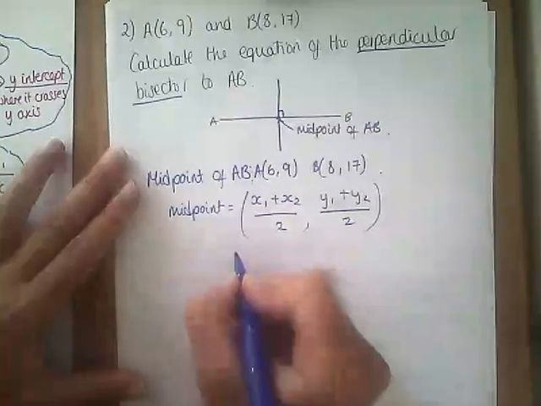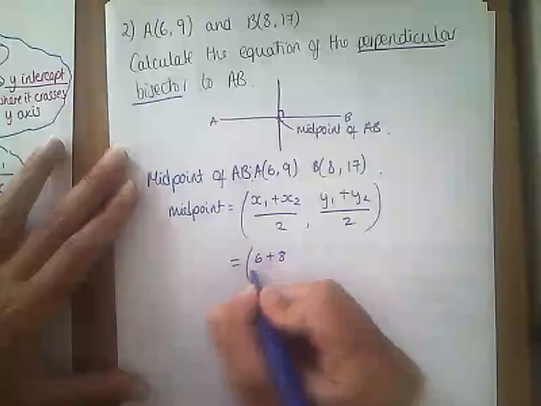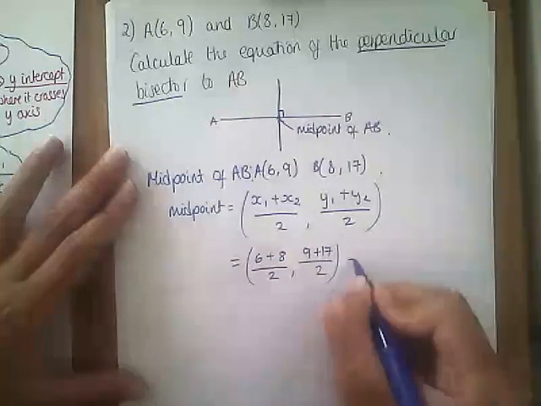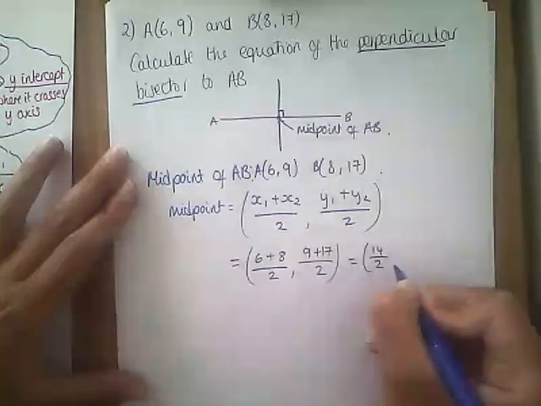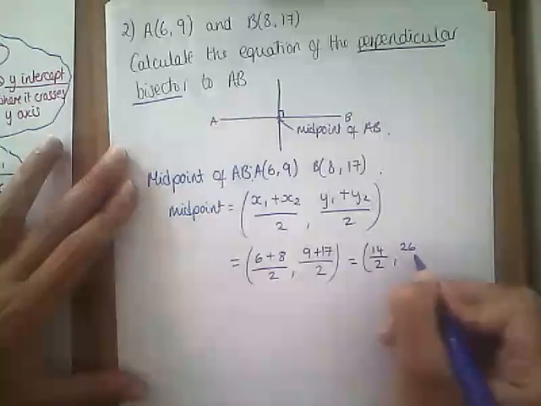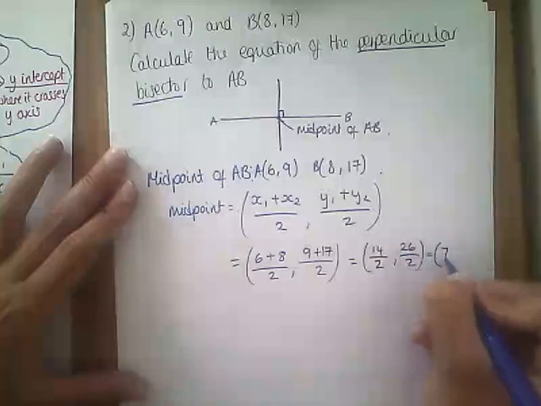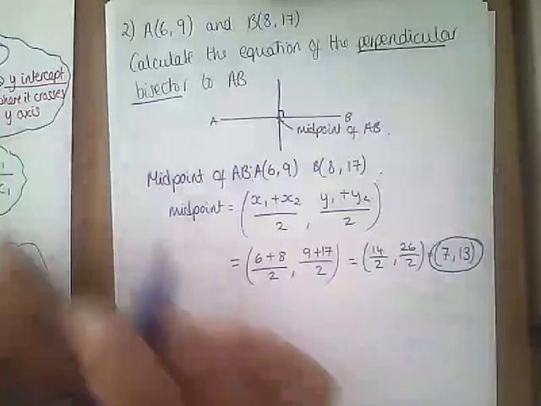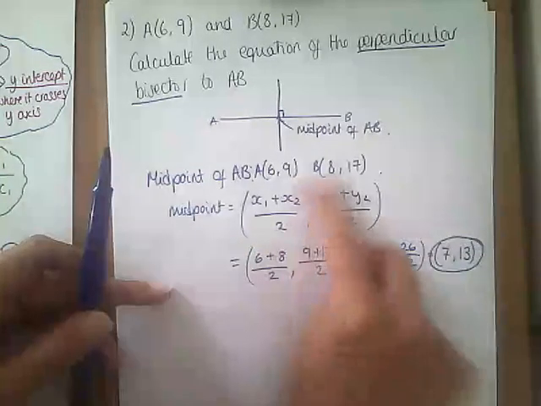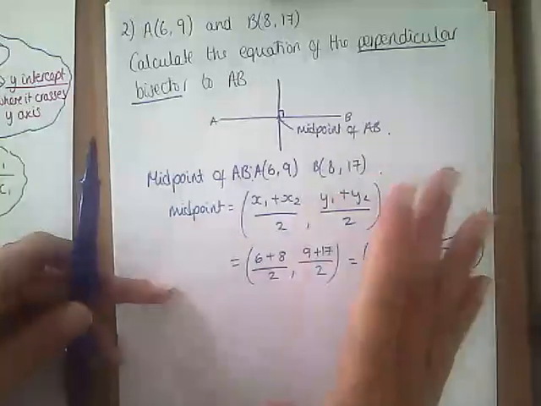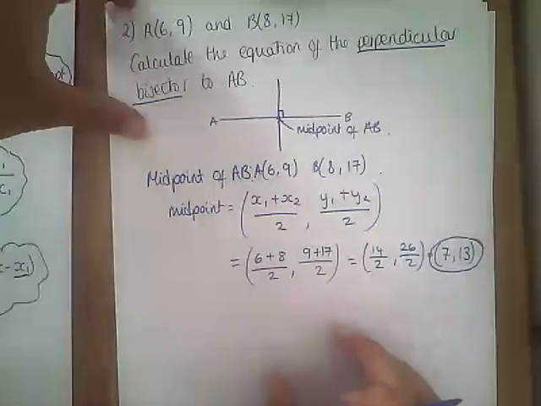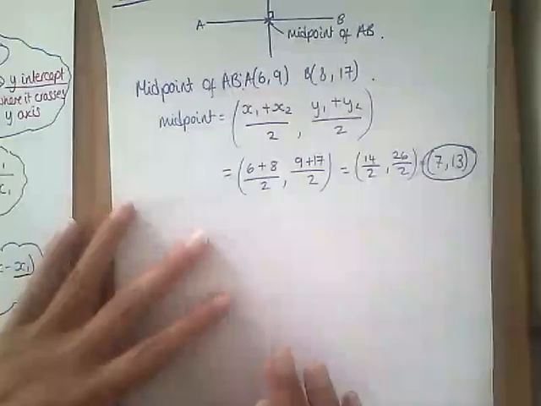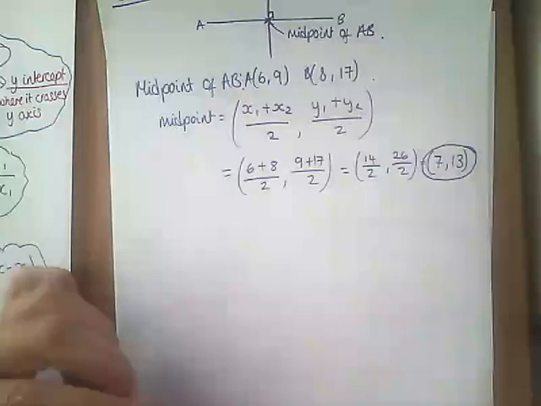So here, we've got 6 plus 8 divided by 2, and we've got 9 plus 17 divided by 2. 6 plus 8 is 14, 9 plus 17 is 26, 14 divided by 2 is 7, 26 divided by 2 is 13. So our midpoint is 7, 13. Now you might be able to just look at those coordinates and get it, and that is fine. So far we've done the midpoint of AB, so we know that it is going to cross that point there, 7, 13. We've got to calculate the equation that is perpendicular to AB.